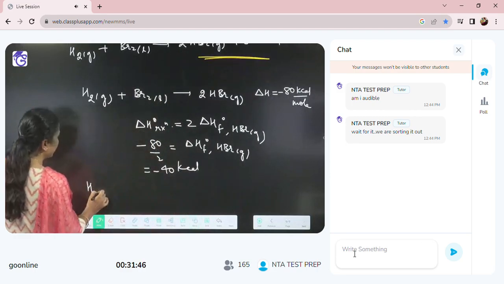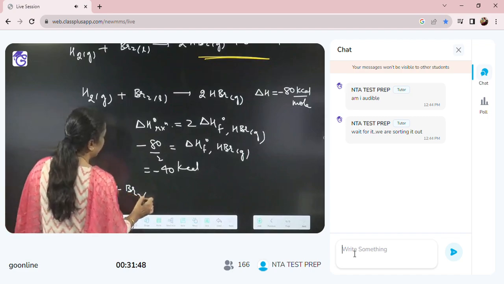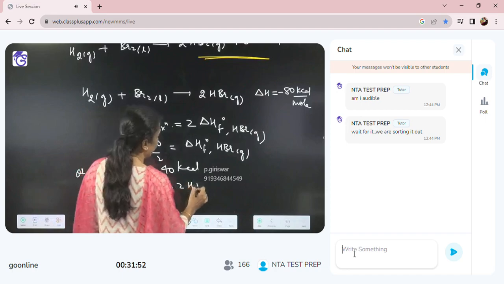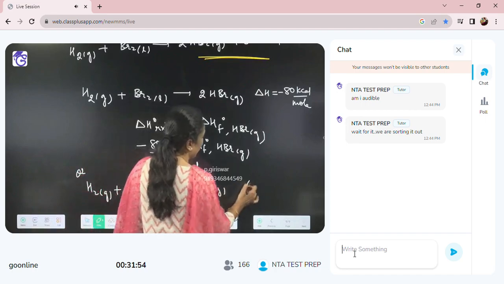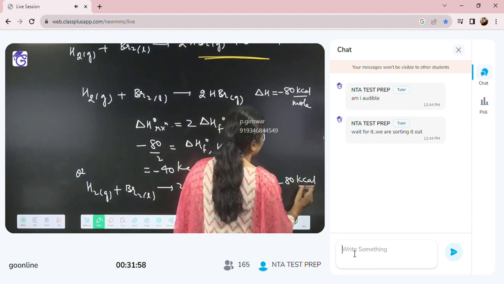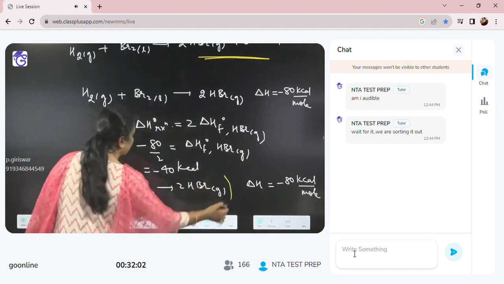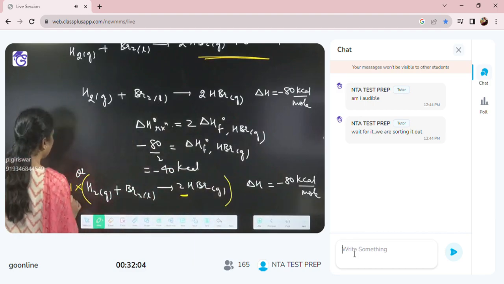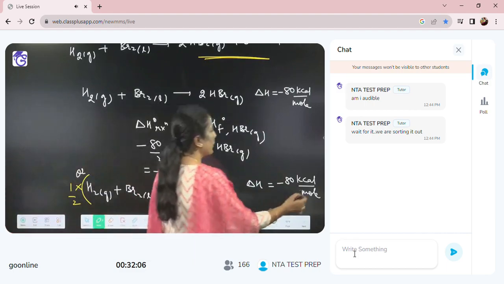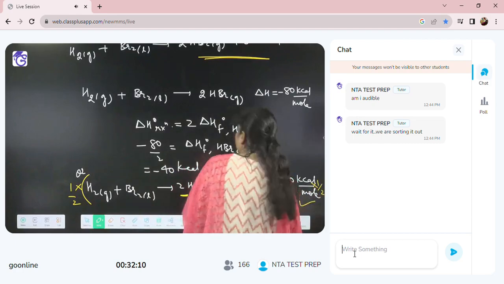There is one more way which you could have gone for. I am writing this equation: H2 gas plus Br2 liquid giving twice of HBr gas, delta H here is minus 80 kilocalorie per mole. Now for the formation you require 1 mole on this side, so simply multiply by half. Whatever operation you are doing on this side, do the same on the other side, and you will get minus 40 then. That's your answer.